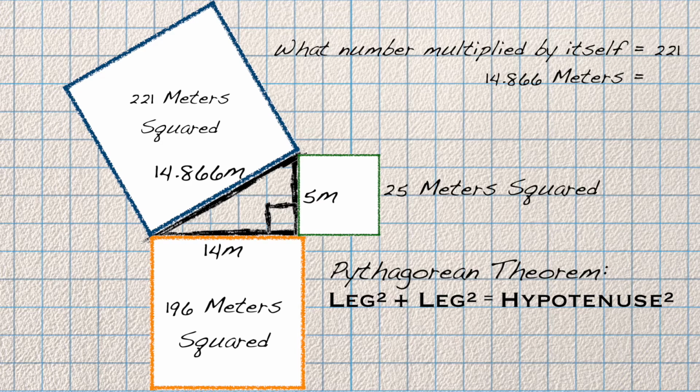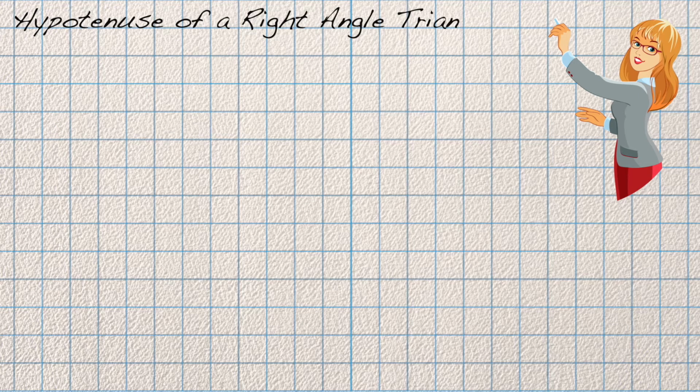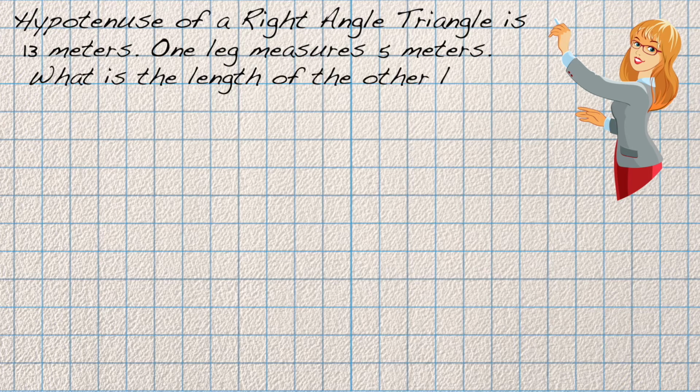Now, let's look at something a little different. This is Miss Green. She tells you that a right-angled triangle has a hypotenuse of 13 meters, and a leg of the triangle has a length of 5 meters. She asks you to find the length of the other leg of the triangle. What is your answer?